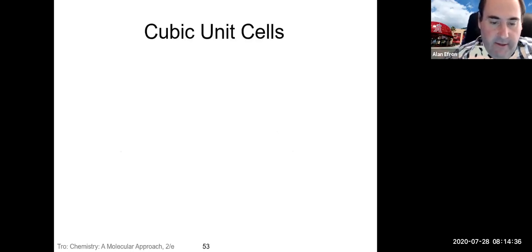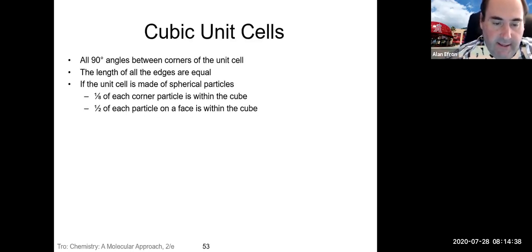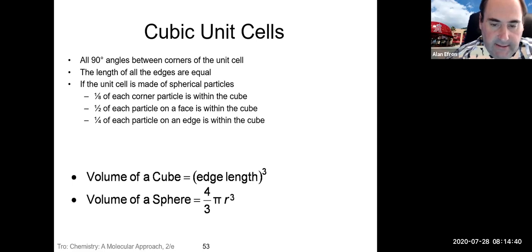So let's talk about cubic unit cells. The nice thing about cubic unit cells is they're all basically 90 degrees between them. And when we look at a cubic unit cell, this is a cube, so at the corner of each of the cells, about 1/8 of an atom is there. So if we've got an atom at the corners of the cell, we have 1/8 of an atom.